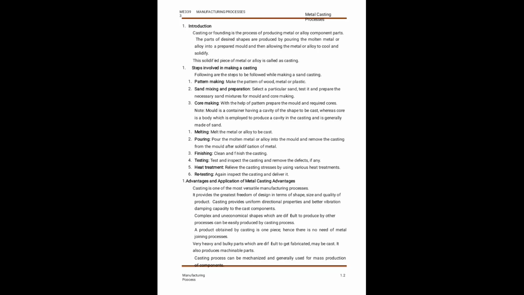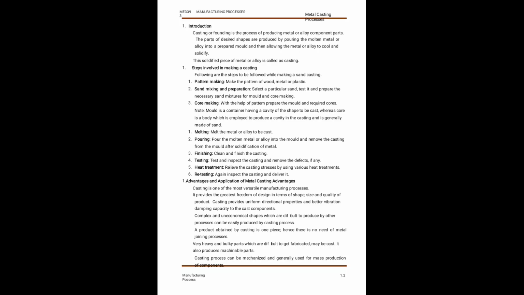Parts of the desired shape are produced by pouring the molten metal or alloy into the prepared mold and then allowing the metal to solidify or cool. The solid piece of metal or alloy is called a casting.